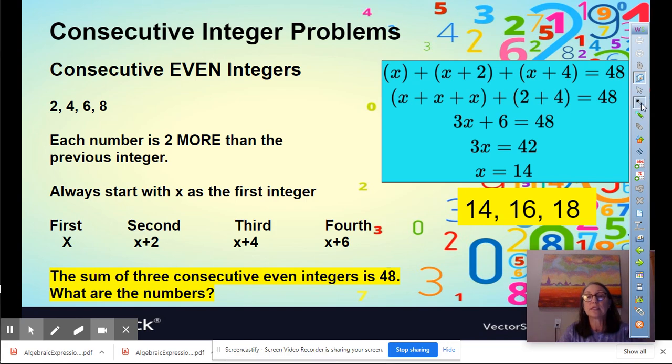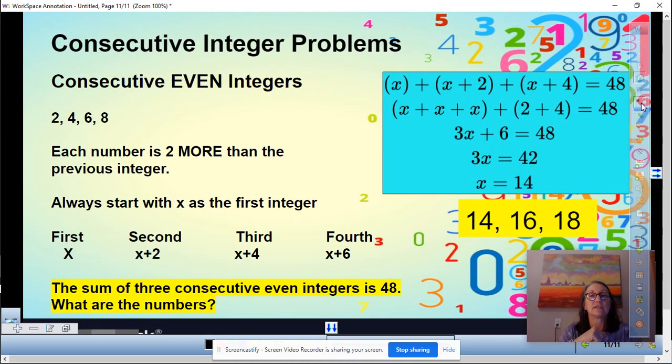Now, sometimes we will get something called consecutive even integers. Now, this is interesting. Consecutive even integers are 2, 4, 6, and 8. That's one example. But notice that each number is not exactly one more than the one before it. It's 2 more. So each time I'm adding 2 to the previous number to get the one that's right after it. For that reason, I don't do x plus 1, x plus 2, x plus 3, x plus 4. I add 2 more each time.